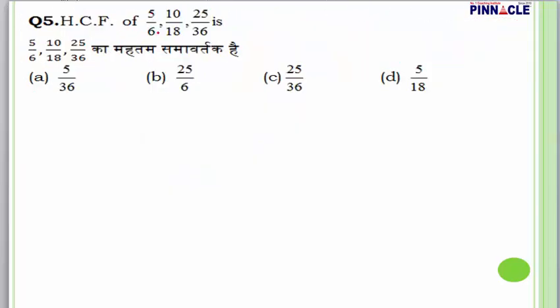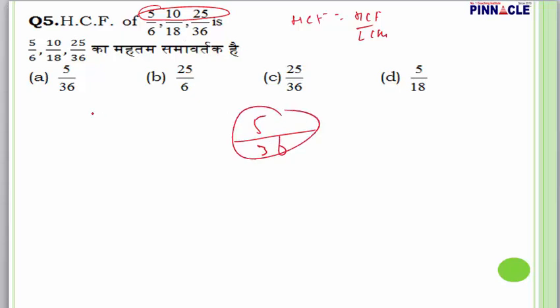HCF of 5 by 6, 10 by 18 and 25 by 36. So HCF of fractions is always HCF of numerators and LCM of denominators. Numerator HCF would be 5, and the LCM of 6, 18 and 36 would be 36. So 5 by 36 should be the answer.